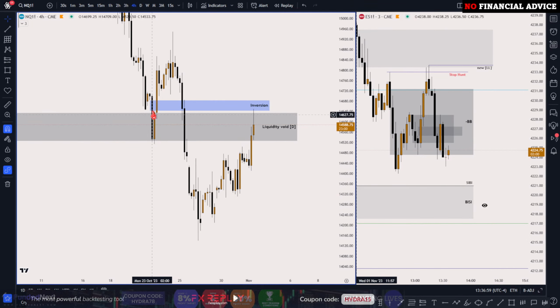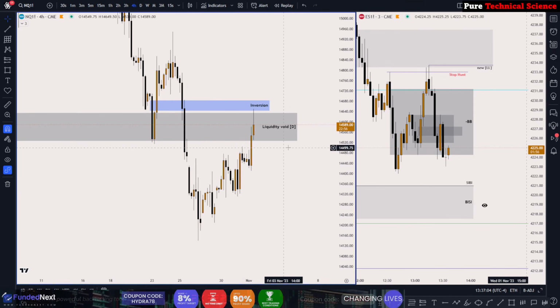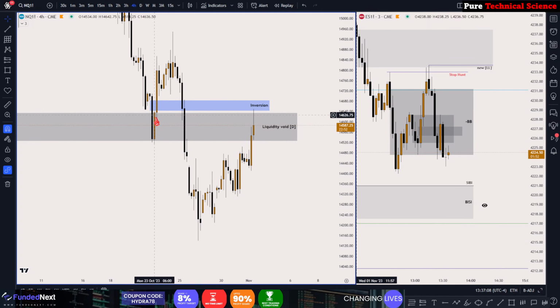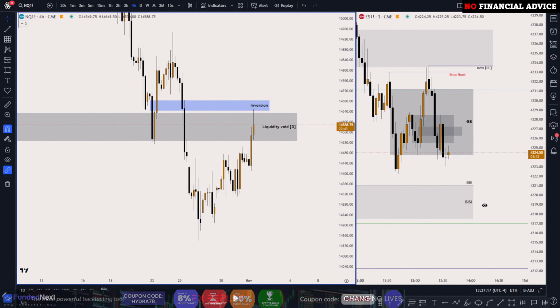We also have this breaker here. So 3 PD arrays, folks, okay? We have our liquidity void, we have inversion, then we have this breaker. So, 3 PD arrays. If price is going above this 3 PD array, we are wrong in calling the market, okay?